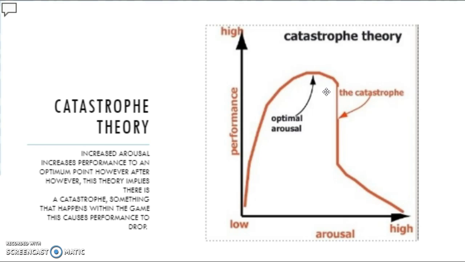For example, a basketballer mistimes a catch and fumbles, and the possession of the ball is lost to the opposing team. That is the catastrophe that would cause the dramatic drop in performance level.